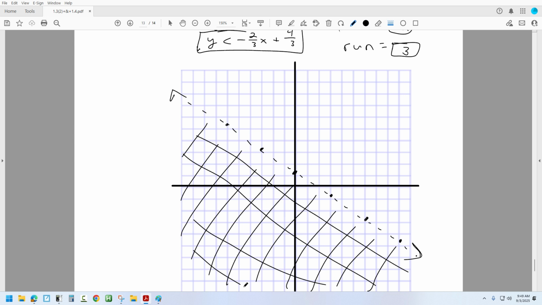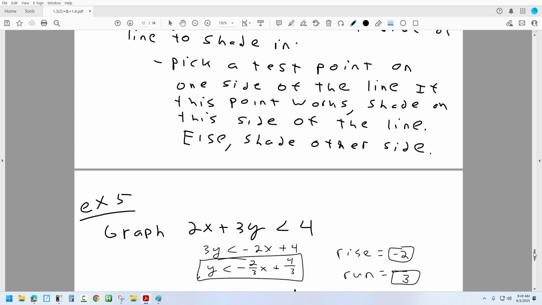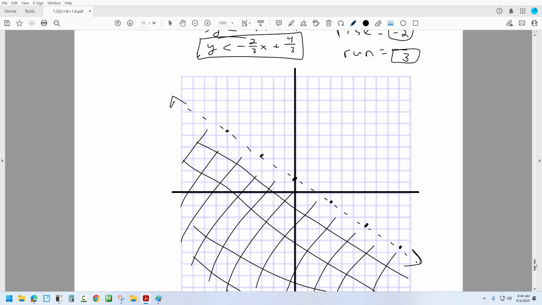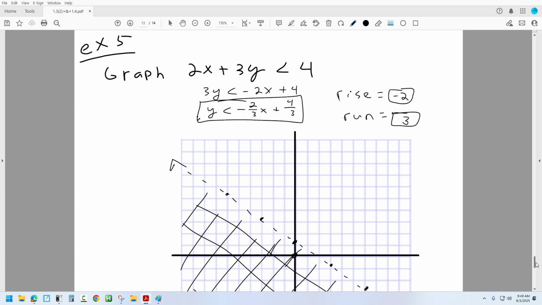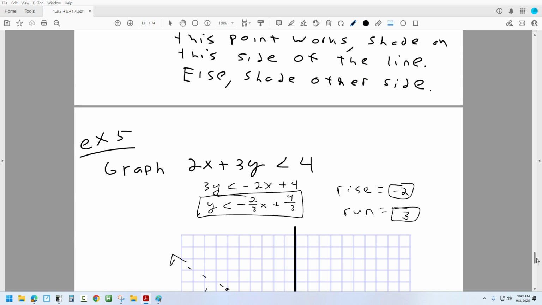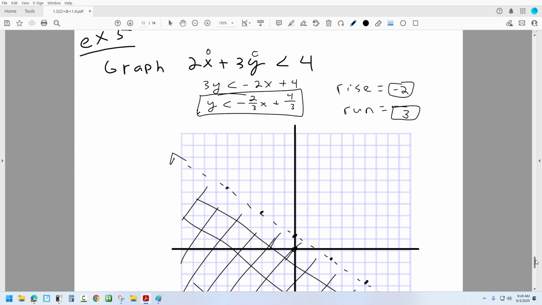So you could pick any point that's in the shaded area, and you could plug it into the original problem, and it would work. So you could plug in a point, like a really simple one to plug in, 0, 0. That's definitely in the shaded area, and check it. If you plug in a 0 there and a 0 there, you get 2 times 0 plus 3 times 0. 0 plus 0 is less than 4. Yep, 0 is less than 4. So that's how you can check that you shaded properly.